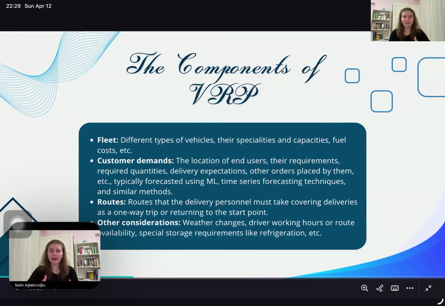In order to understand VRP, let's talk about the components of it. Fleet: different types of vehicles, their specialties and capacities, fuel cost, etc. Customer demands: the location of end users, their requirements, required quantities, delivery expectations, etc. Routes that the delivery personnel must take, covering deliveries as a one-way trip or returning to the start point. And other considerations can be classified as weather changes, driving working hours, or special storage requirements like refrigeration, etc.